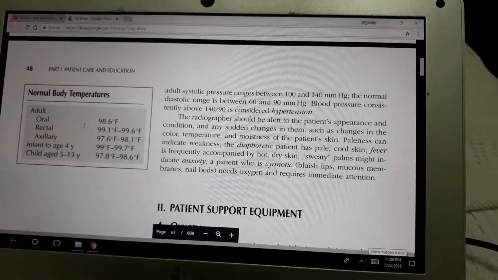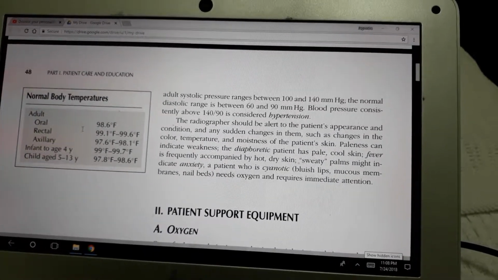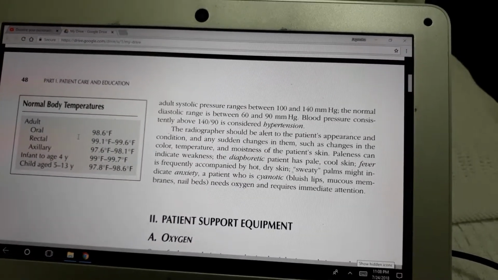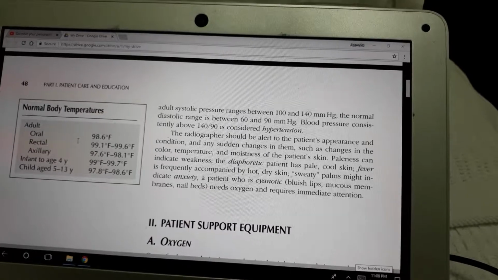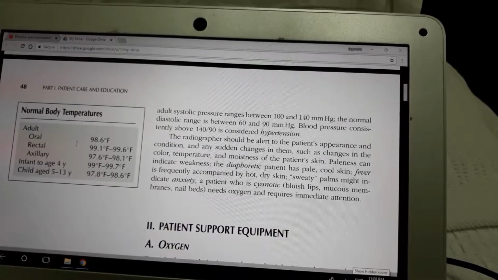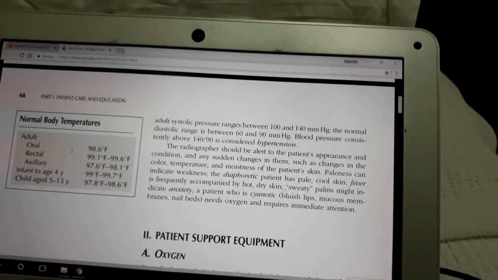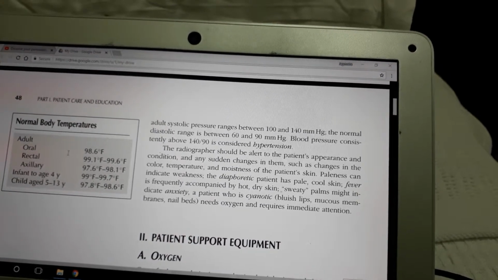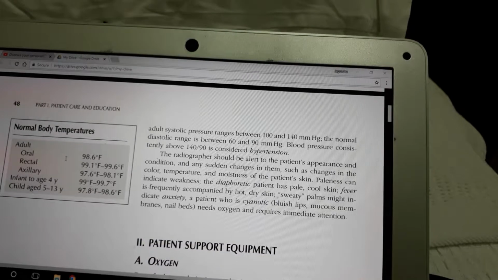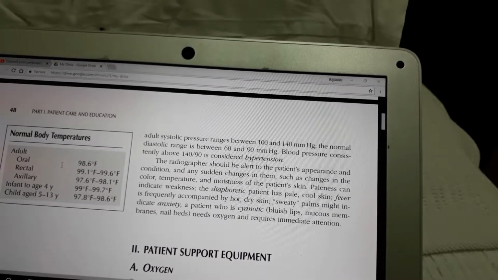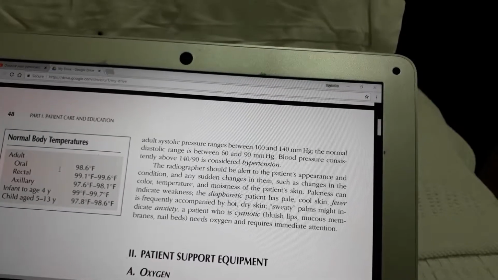Normal body temperature: oral 98.6°F, rectal 99.1°F to 99.6°F, axillary 97.6°F to 98.1°F, infant to age 4 99°F to 97°F, and child age 5 to 10 97.8°F to 98.6°F.